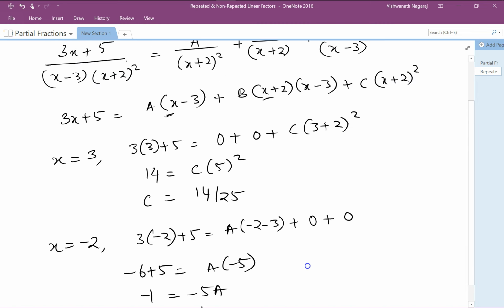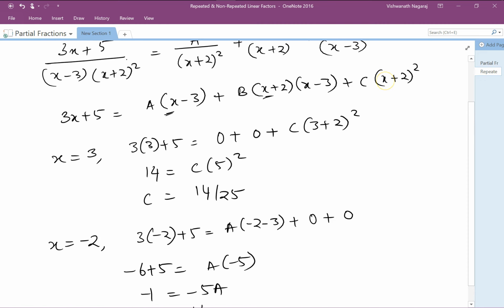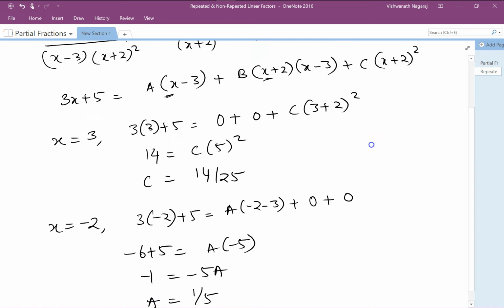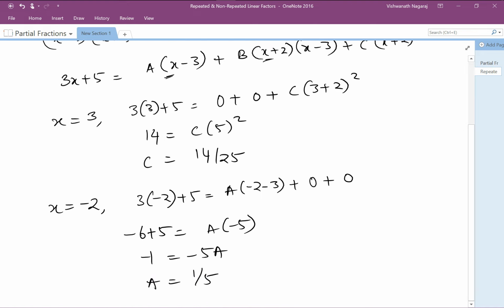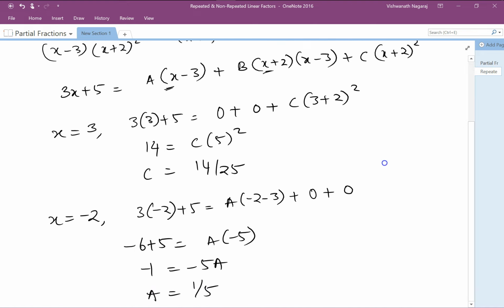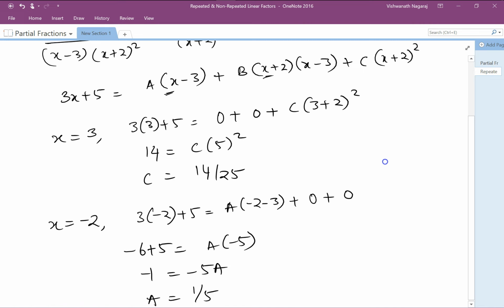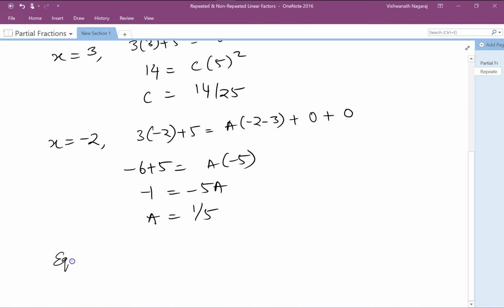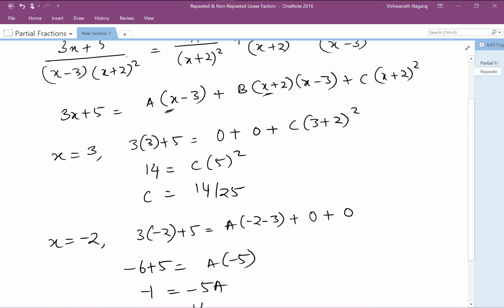Now we have found c, and we have found a. So to find b, what we'll do is we'll equate the x squares, the coefficients of x square. Now here you can expand this as one more step and then look up the x square coefficients.